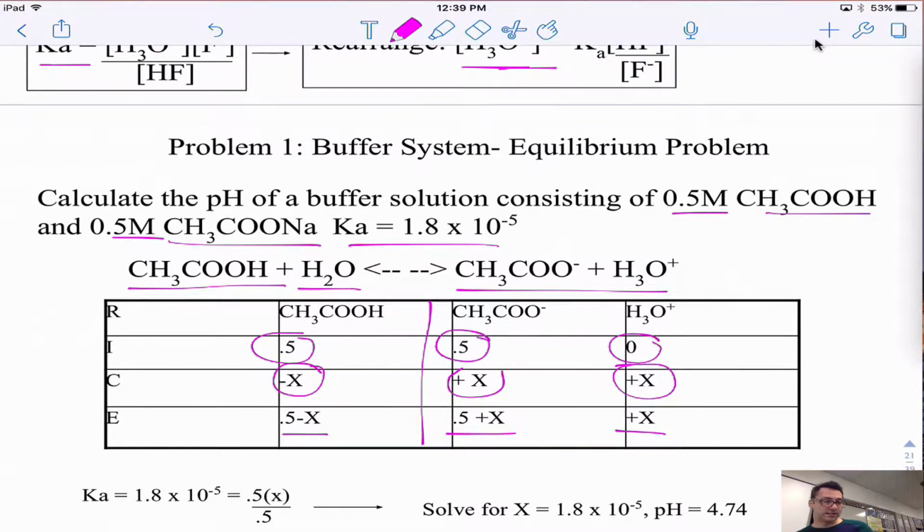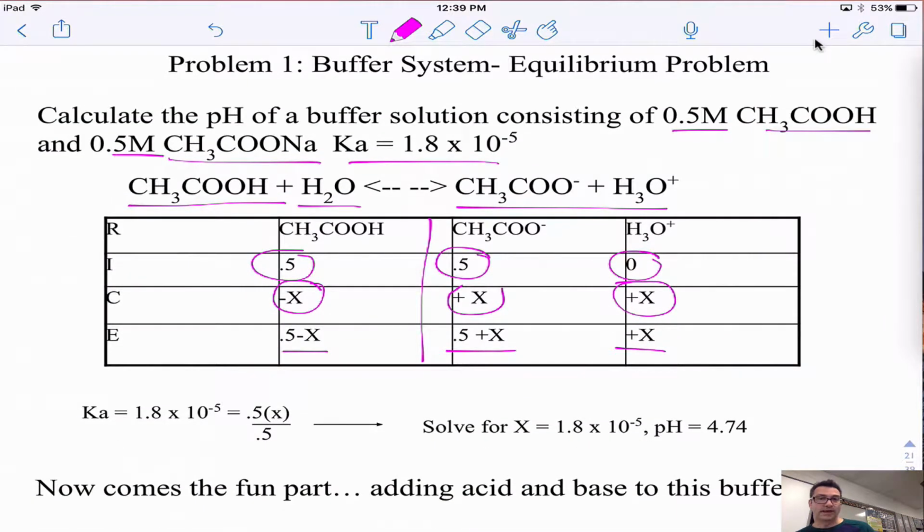And I plug that into my Ka, and notice what I've neglected in my Ka expression: I've neglected the minus X and the plus X. And so it's very simple. The Ka, 1.8 times 10 to the negative fifth, is equal to 0.5 over 0.5 times X. The 0.5 over 0.5 is just 1. So the Ka is equal to the H3O plus concentration. So X is equal to 1.8 times 10 to the negative fifth. If we take the negative log of that, we get a pH of 4.74.